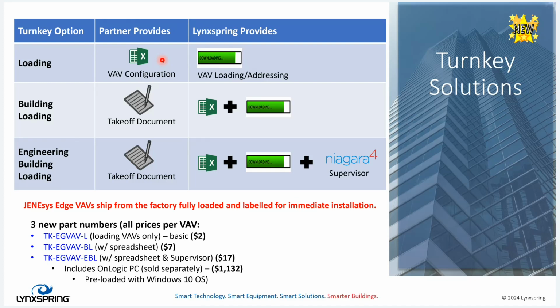We also have additional options for additional cost. The second one is building and loading. We'll take a takeoff sheet, and we have a sample one that you can download from our resource site. You can download that sample and put everything from the job plans in there. We can then use it to build the spreadsheet, and we'll also load the controllers. Again, we will work with you on the takeoff spreadsheet to make sure everything's set.